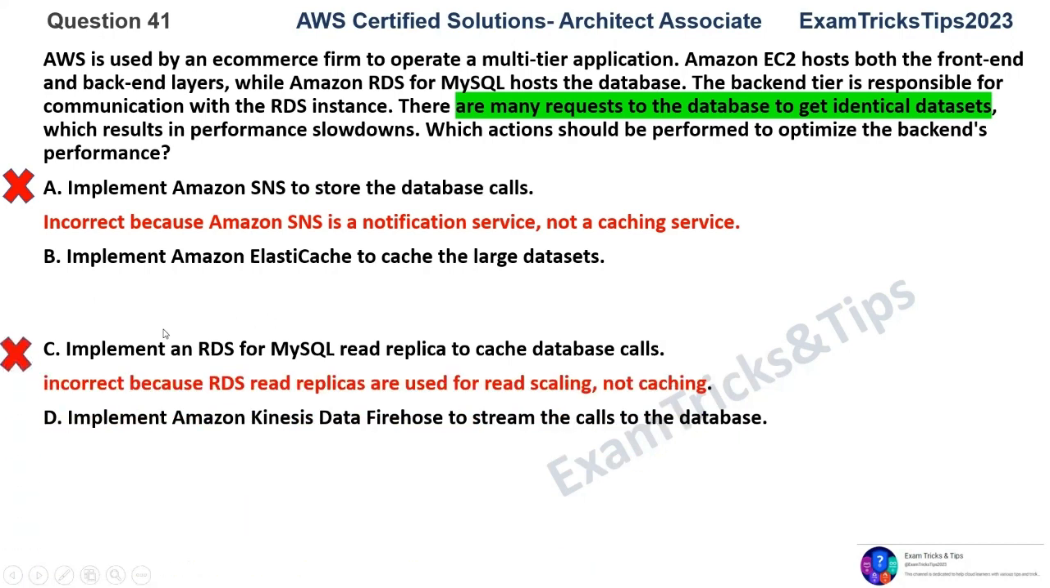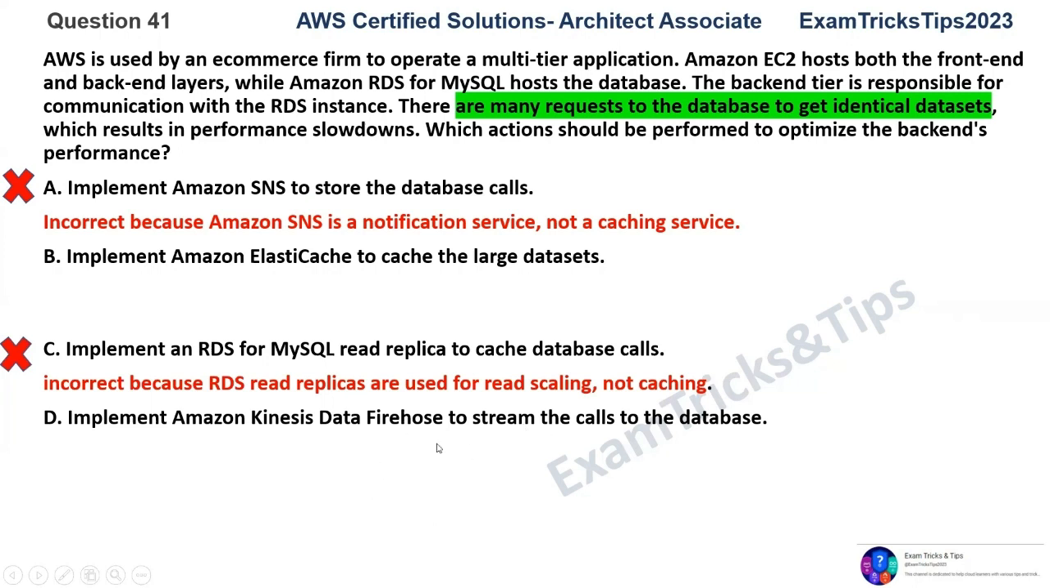Option D, implement Kinesis Data Firehose to stream the calls to the database. It's incorrect because Kinesis Data Firehose is not a caching solution, and is not used for optimizing database calls. It's used mainly for streaming data to data lakes and analytics systems. So wherever you are building data lakes for running complex reporting queries, Data Firehose can be used to stream data from the source of the data to the data lake. For example, you can have some sort of IoT devices which are producing data every now and then, and that data needs to be put in a data lake for queries and reporting.